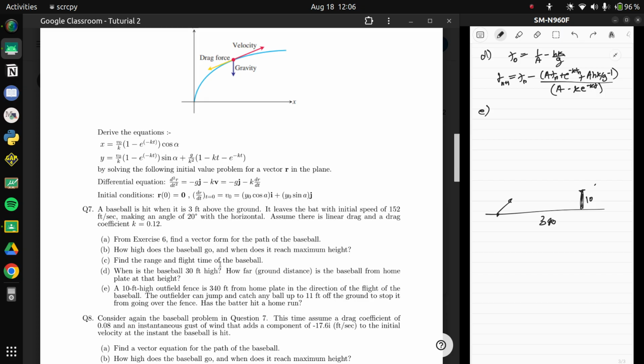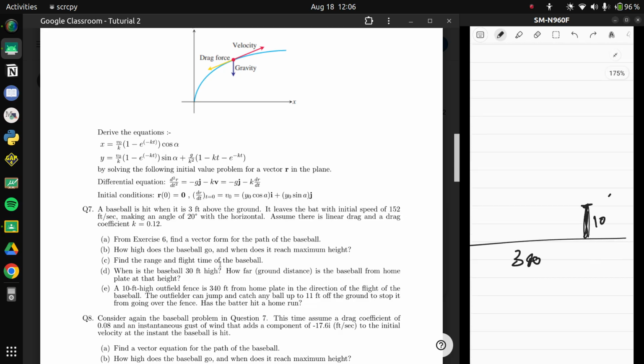Direction of the flight. Okay, fine. Just on the plane, right? The vertical plane. The outfielder can jump and catch any ball up to 11 feet off the ground to stop it from going off the fence. As the batter hit a home run. Oh, so we are saying he can jump to 11 feet from the ground to stop it from going off the fence. Catch any ball up to 11 feet.